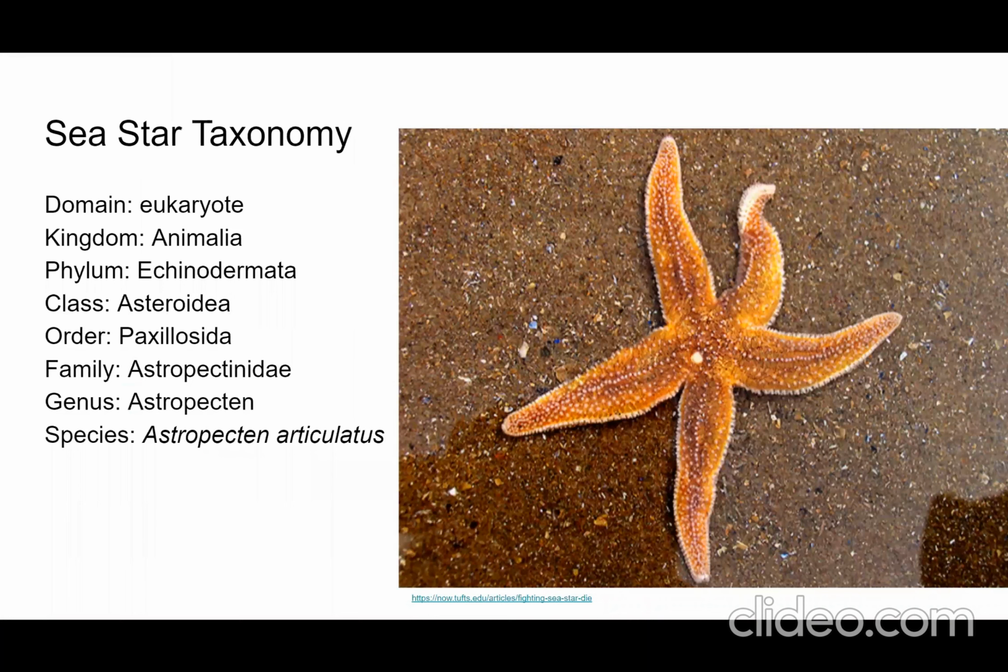The sea star taxonomy is domain Eukaryote, kingdom Animalia, phylum Echinodermata, class Asteroidea, order Paxillosida, family Astropectinidae. The genus is Astropecten, the species is Astropecten articulatus.